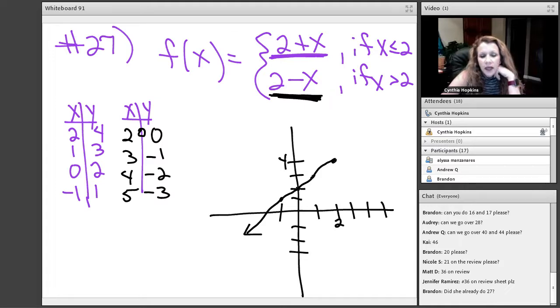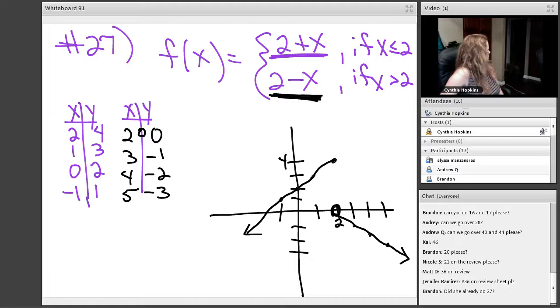So that point at 2, 4, that's the start of it, and then it goes to the left. Okay, for my second part of my piecewise function, I start at 2, 0, but oh, thank goodness I put that open circle right there because I probably would have forgotten. So I have an open circle at 2, 0, and then I go to 3, -1, 4, -2, and 5, -3. So it starts at that open circle and then goes to the right. And there is your piecewise function, and it is a function.